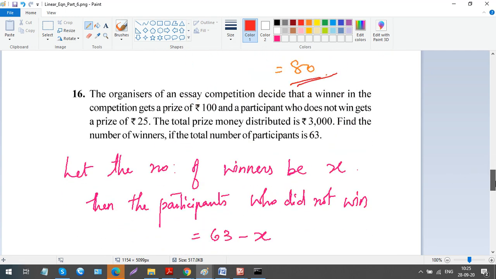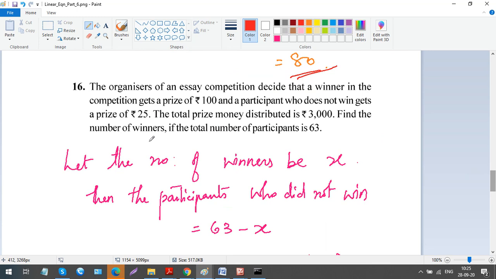Okay. So now we come to the last question, question number 16. See, the organizers of an essay competition decide that a winner in the competition gets a prize of rupees 100, and a participant who does not win also gets a prize of rupees 25. So the total prize money distributed is 3000 rupees. So these organizers have 3000 rupees with them, and they are going to distribute this among the participants and the winners. The participants who have not won and the participants who have won.